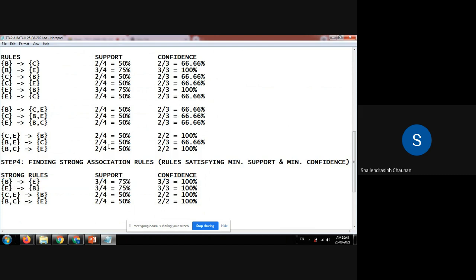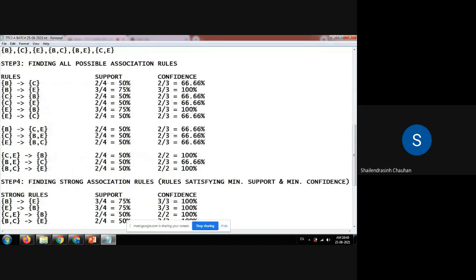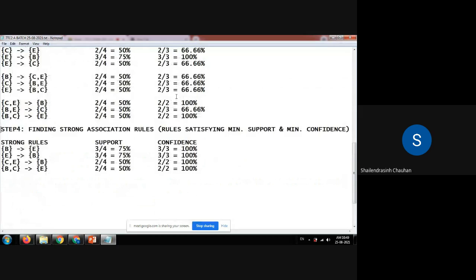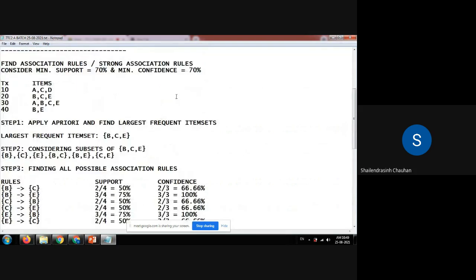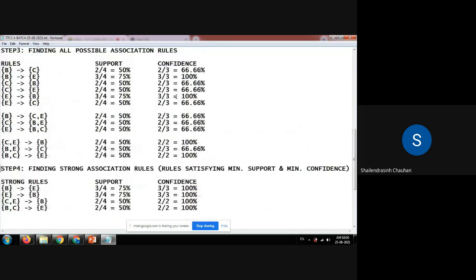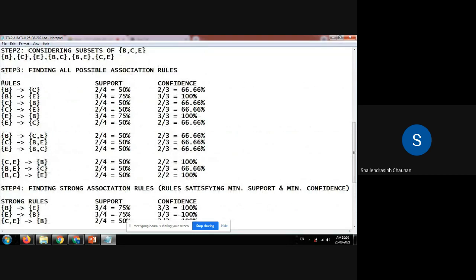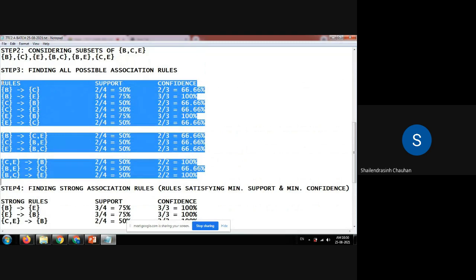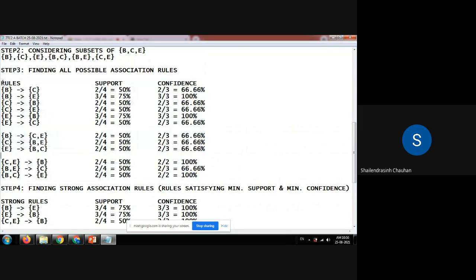Fine. So that is association rules, strong association rules. You can also be asked to find out weak rules. So if you are asked to find out weak rules, again you need to find out support and confidence for all rules, and those which are not fulfilling minimum support and minimum confidence will be weak rules.